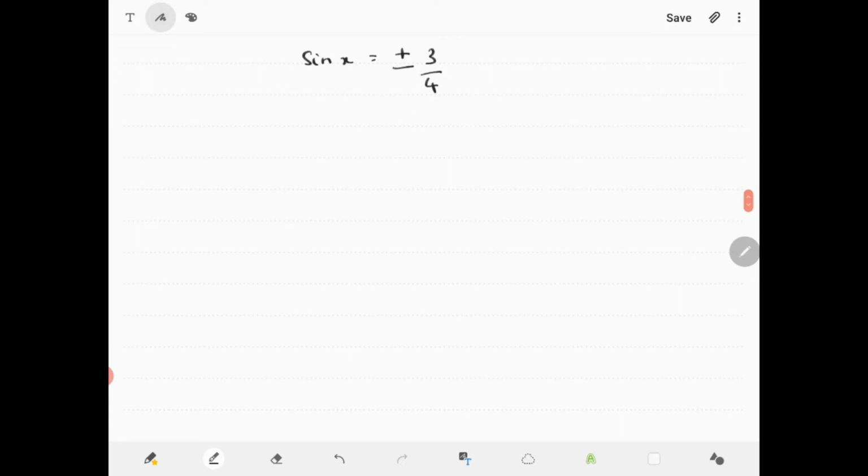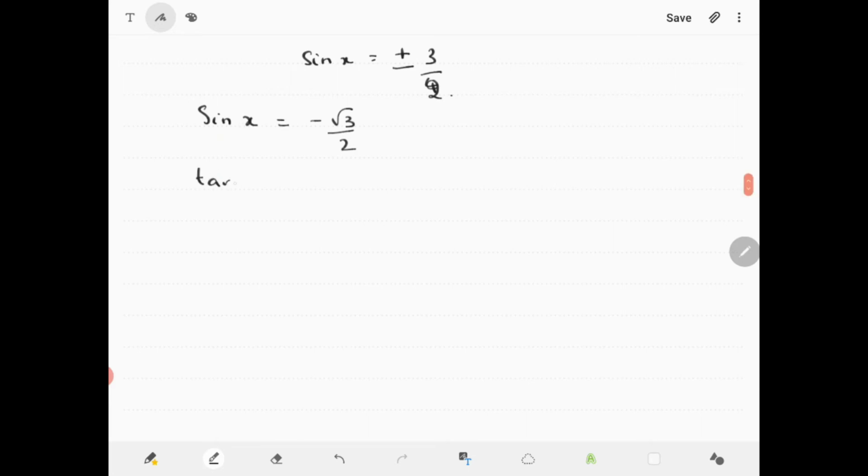Here, since it is the third quadrant, in the third quadrant sin x is negative. So we will leave the positive value. So we will consider only the negative value. Minus root 3 by 2. So we have got the value of sin x.